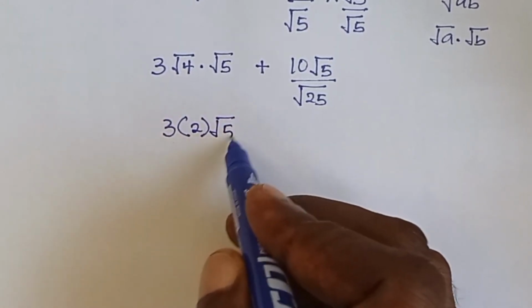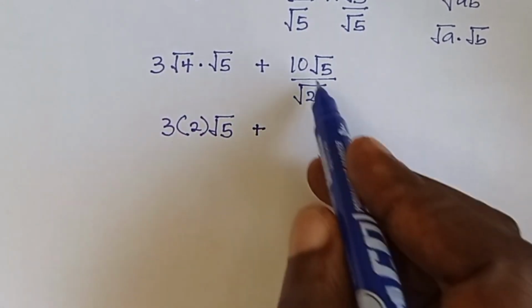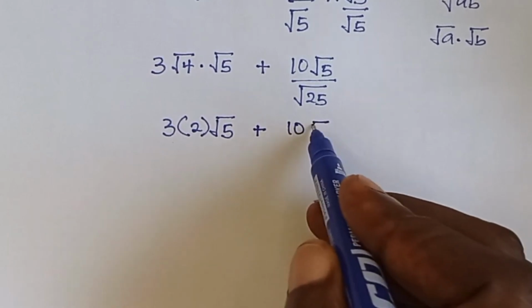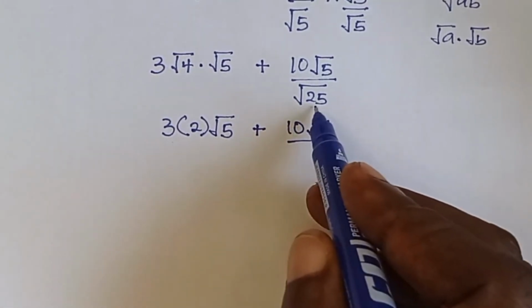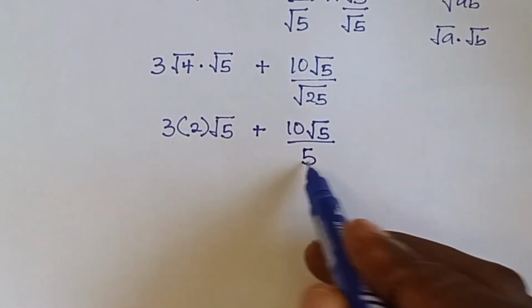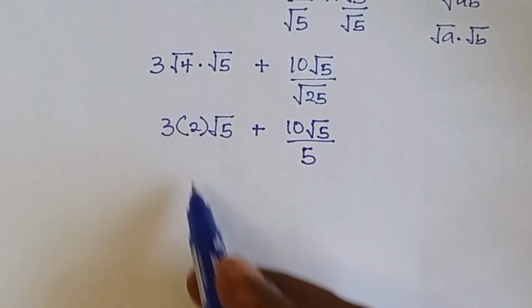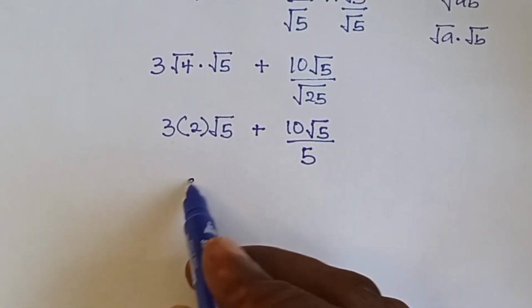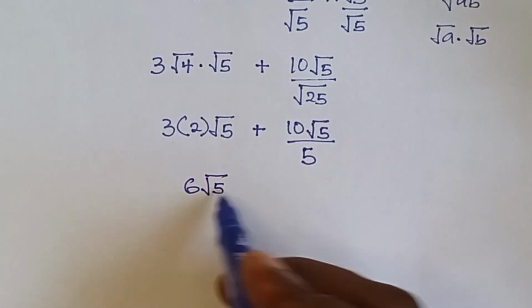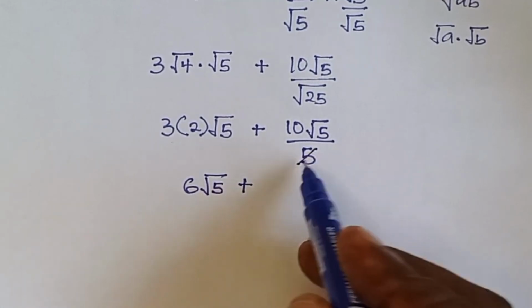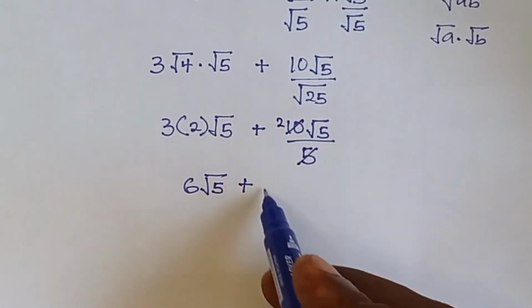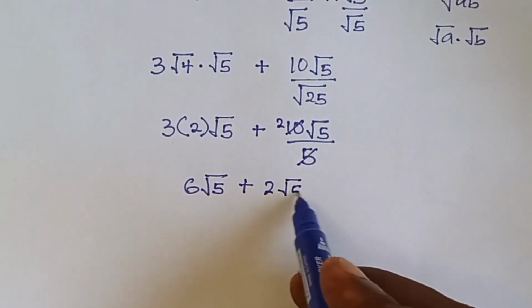And then we have root 5 plus 10 root 5. The square root of 25 is 5. We're going to write it, and we multiply these 3 and these 2. That 3 times 2 will give us 6. We have 6 root 5 plus, 5 here into 10 here is 2. And that is 2 root 5.